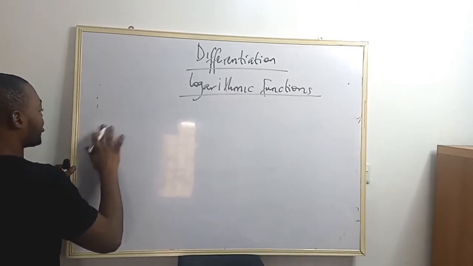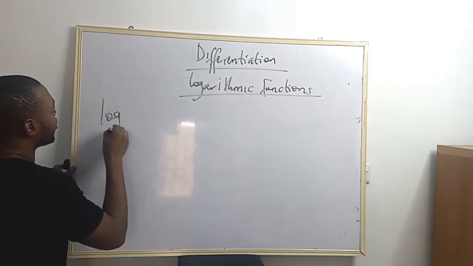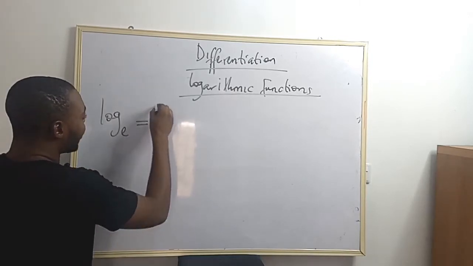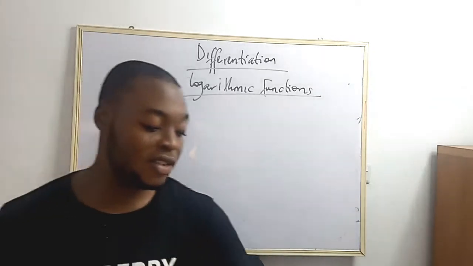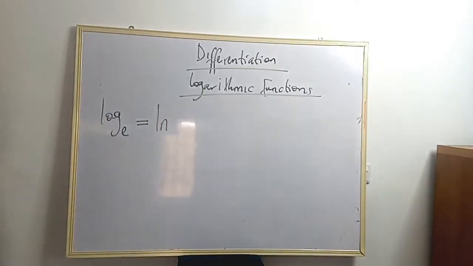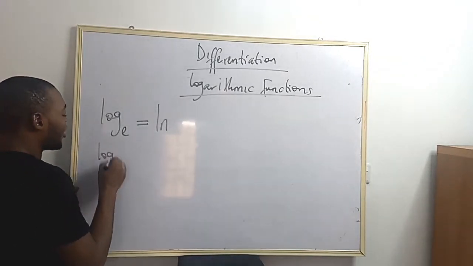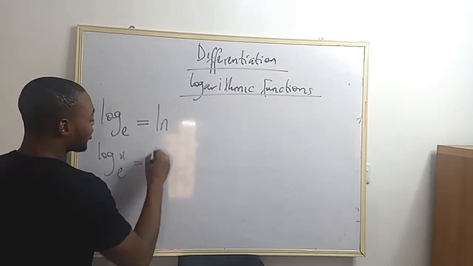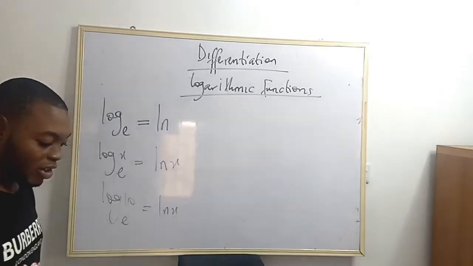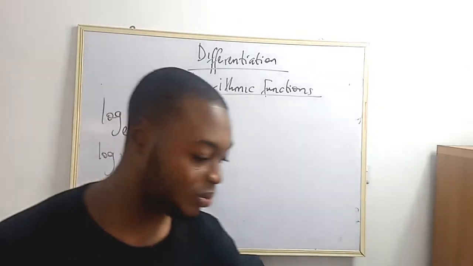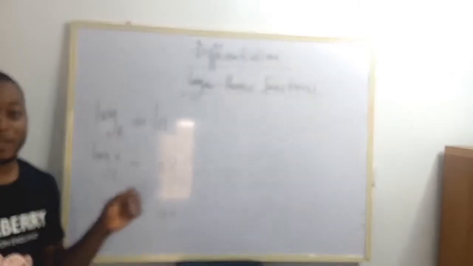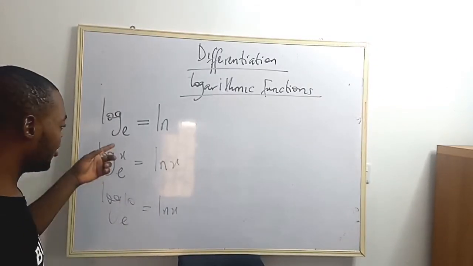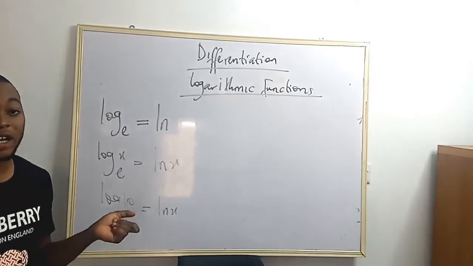Logarithm to base e. We write it as ln. When you see log x to base e, it is the same thing as ln x. So logarithm to base 10 is the common logarithm. Logarithm to base e, you know e now, e is a natural number just like pi. We call it Euler's number.